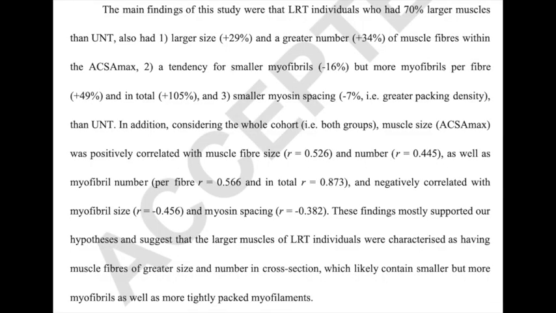They concluded the main findings of this study were that long-term resistance trained individuals who had 70% larger muscles than untrained also had larger size and a greater number, plus 34%, of muscle fibers within the cross-sectional area, a tendency for smaller myofibrils but more myofibrils per fiber, and in total smaller myosin spacing, greater packing density. These findings mostly supported our hypotheses that suggest that the larger muscles of long-term resistance-trained individuals were characterized as having muscle fibers of greater size and number in cross-section, which likely contains smaller but more myofibrils as well as more tightly packed myofilaments.